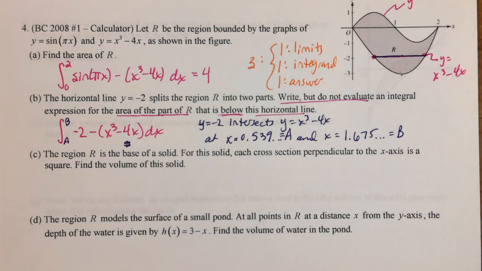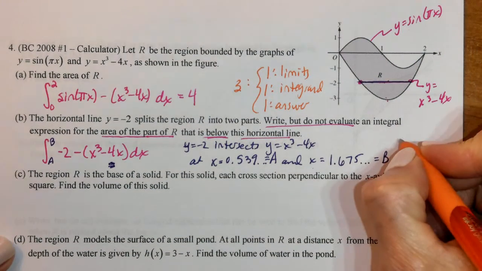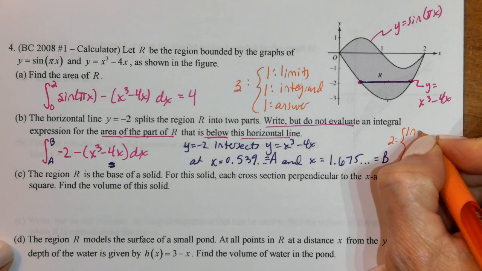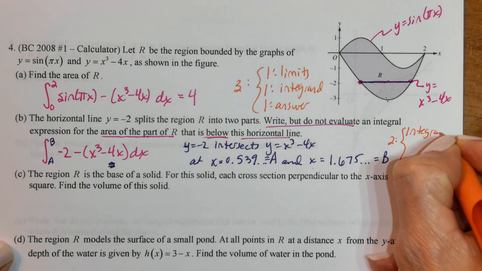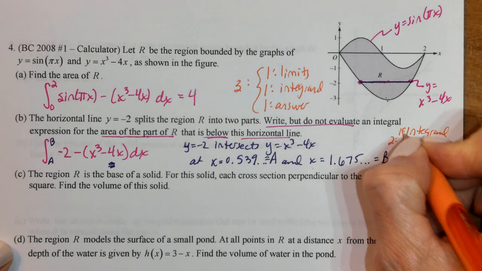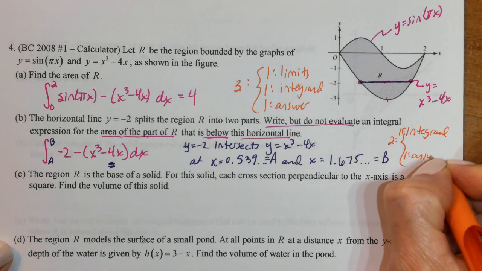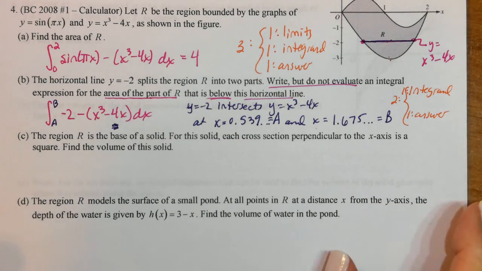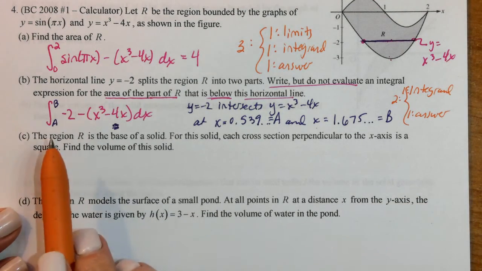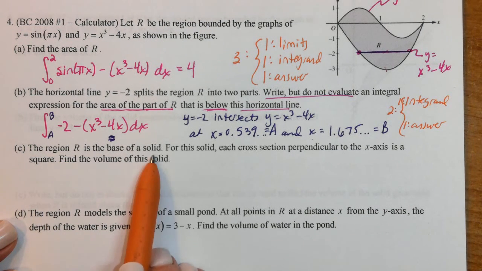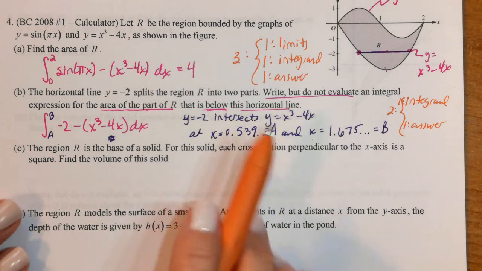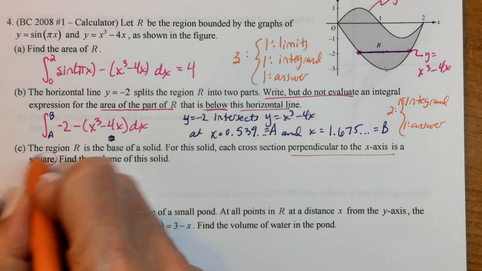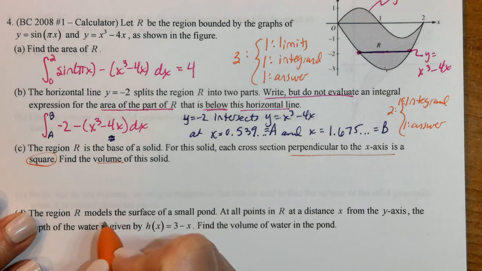This part was worth 2 points: 1 point for the integrand, and 1 point for the answer. That's how they scored that. Okay, part C. Now the region R is the base of a solid. And for this solid, each cross-section perpendicular to the x-axis is a square. Find the volume of that solid.